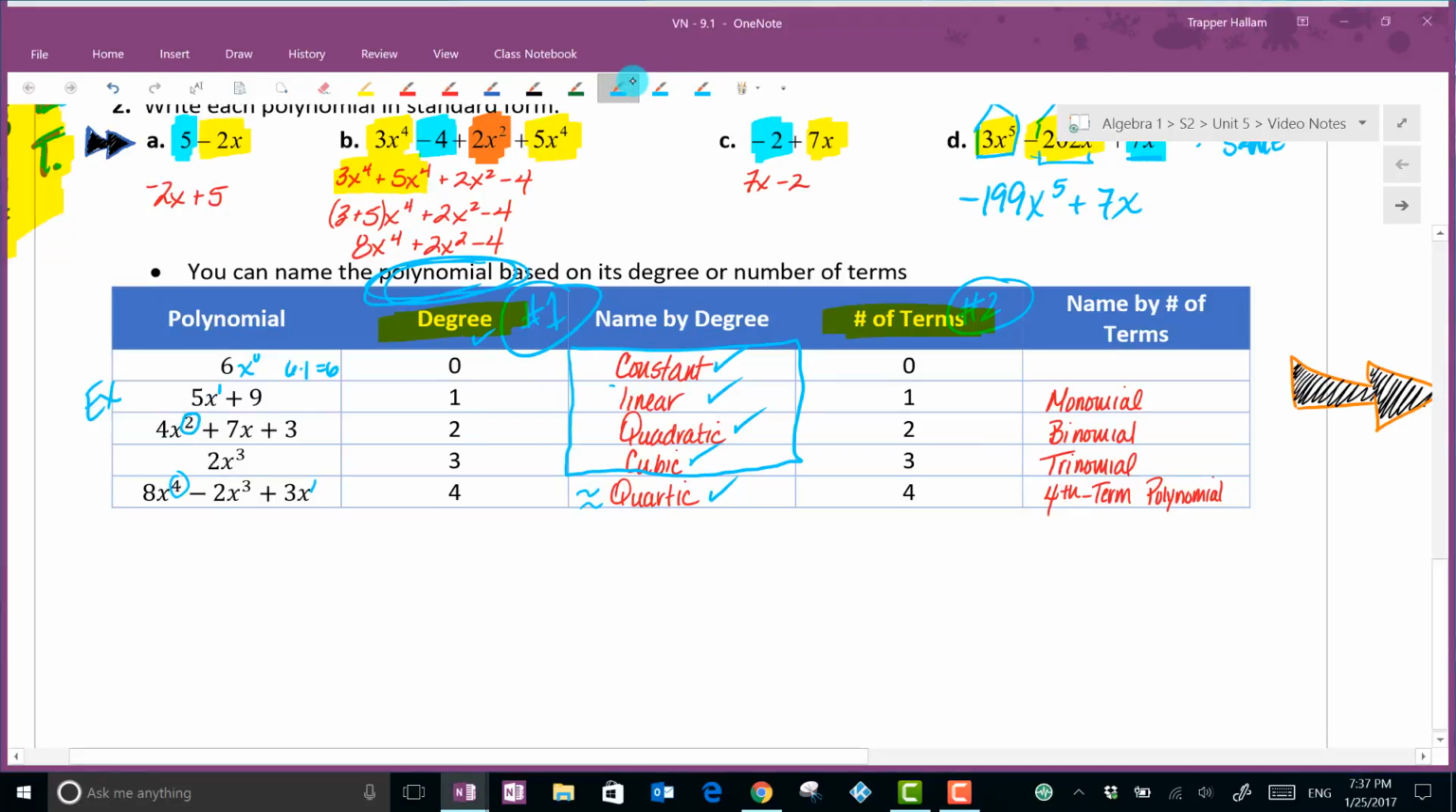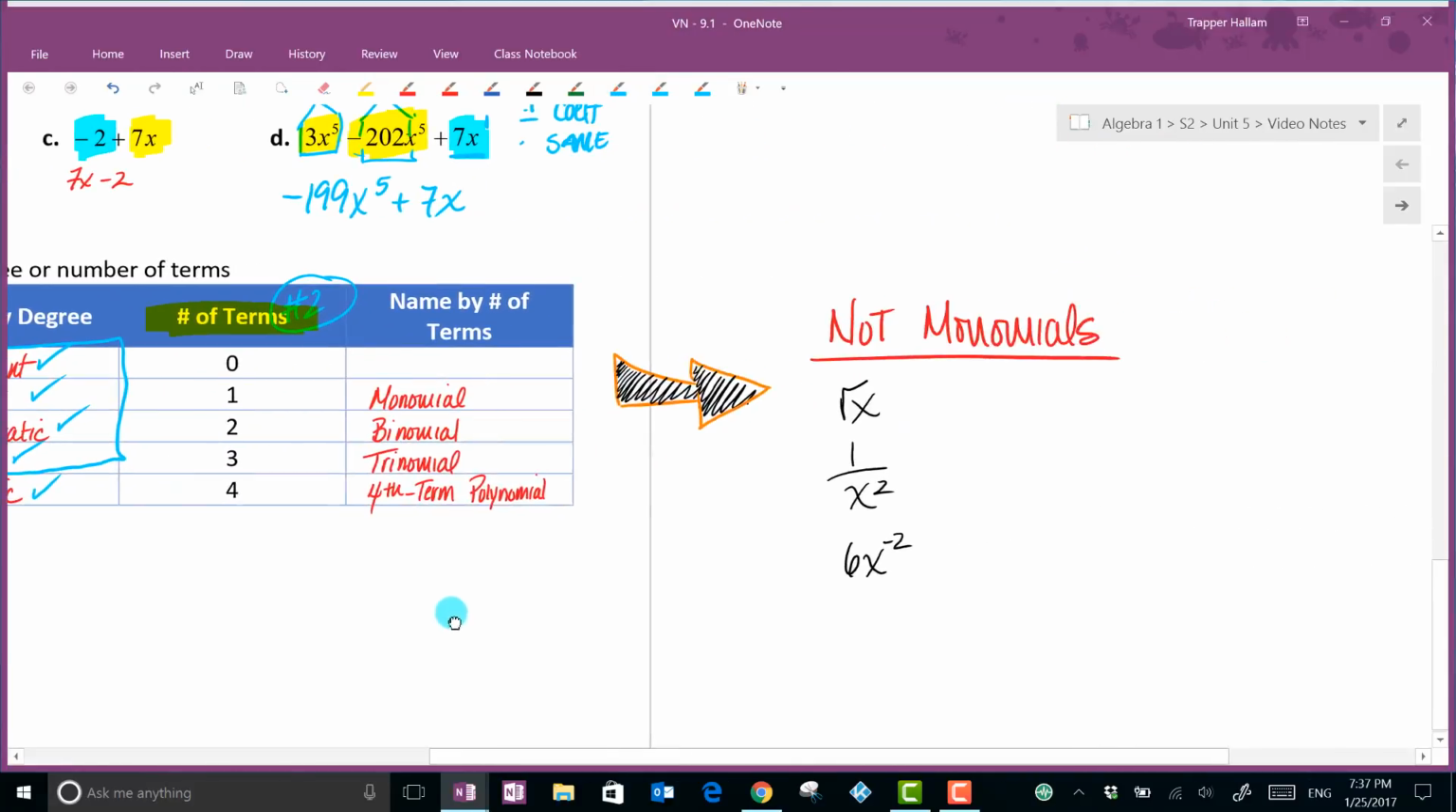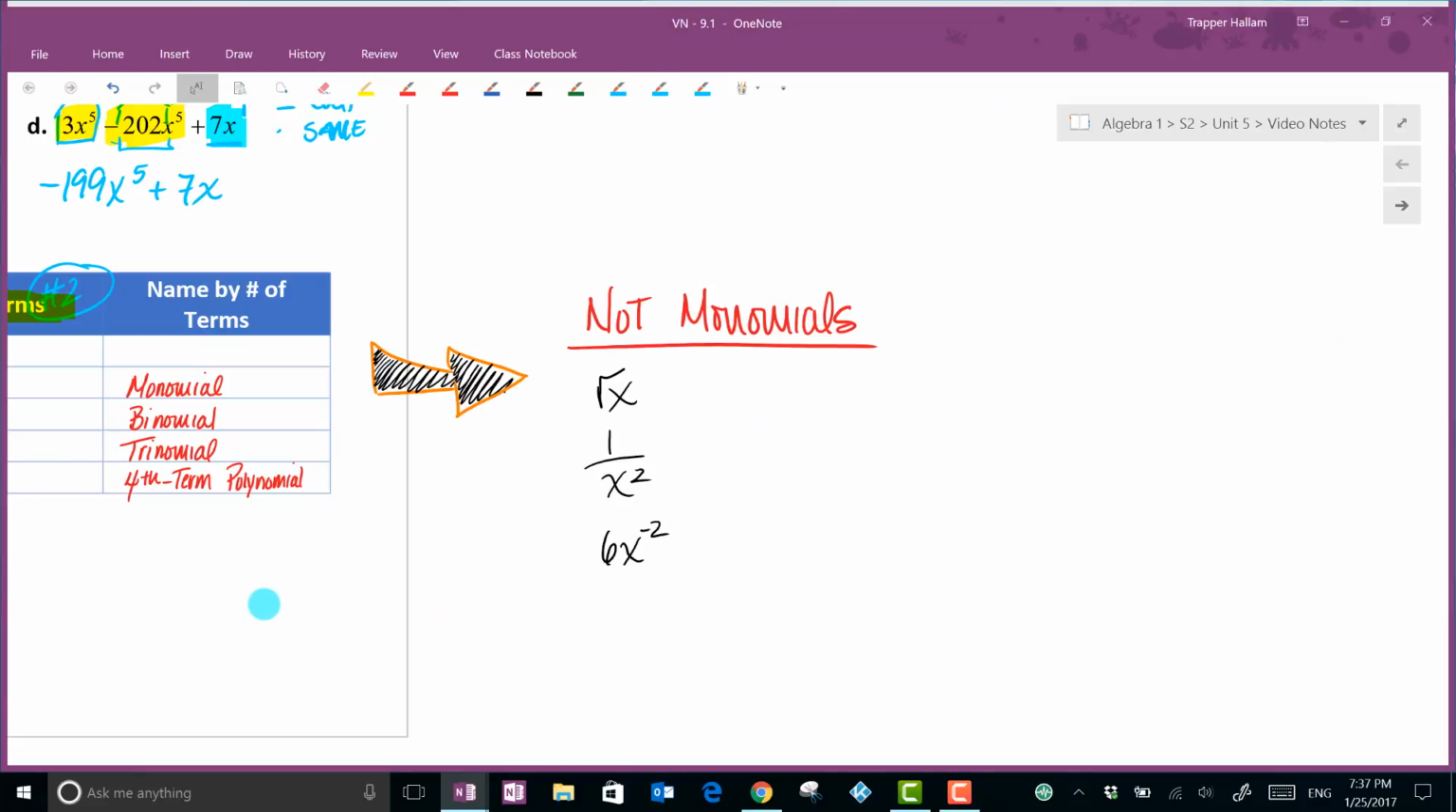A term then, let's just redefine this before we get into this, because this first one's a little bit tricky if we don't. Let's scoot over here for a second. What's not a monomial or a term? Okay, which is kind of, I use those two together loosely. So what's not a monomial?